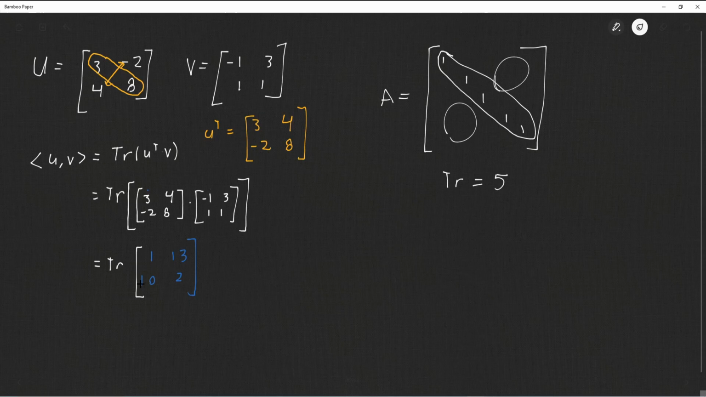So now that we have our matrix, to find the trace, we ignore these two numbers and just find the sum of the diagonal, which is going to be 2 and 1. So it's going to be 1 plus 2, giving us the inner product of u and v as 3.